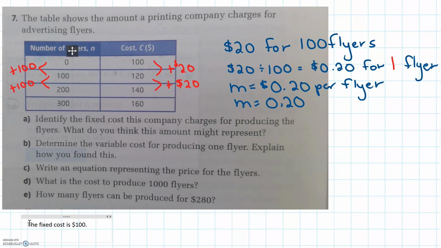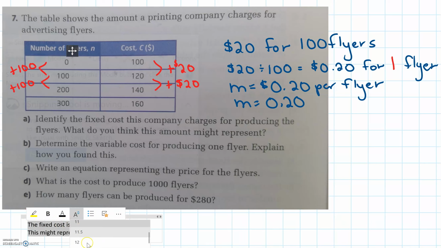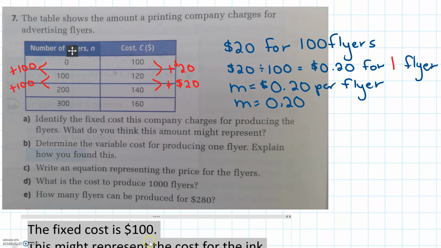So because it's a printing company, this might represent the cost for the ink. So you're not necessarily paying for the ink specifically, but you are by paying an initial value. So even if you get 0 flyers printed, you still need to pay $100. That's never ever going to change for this question.